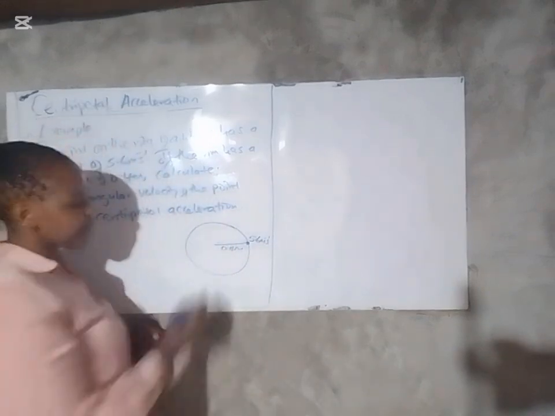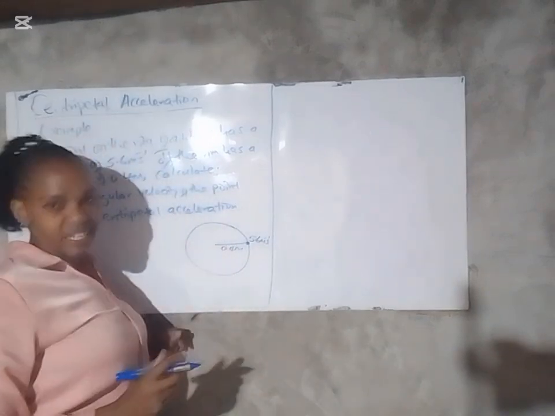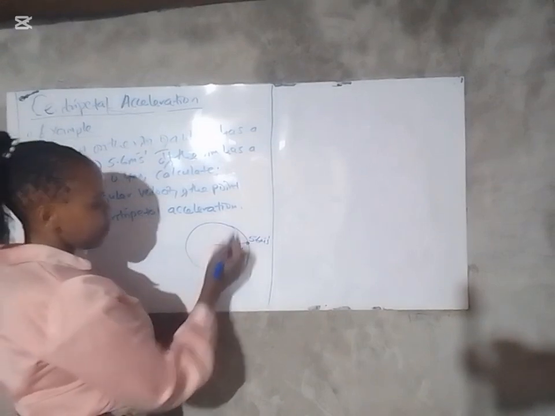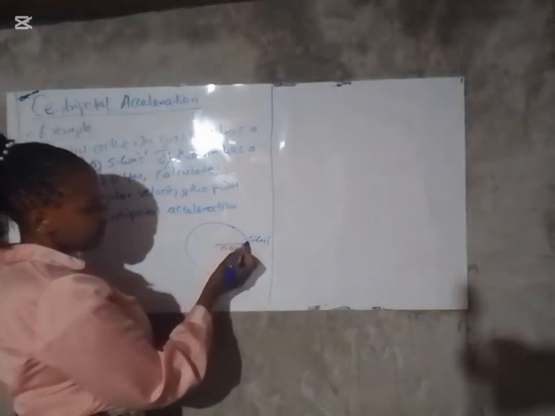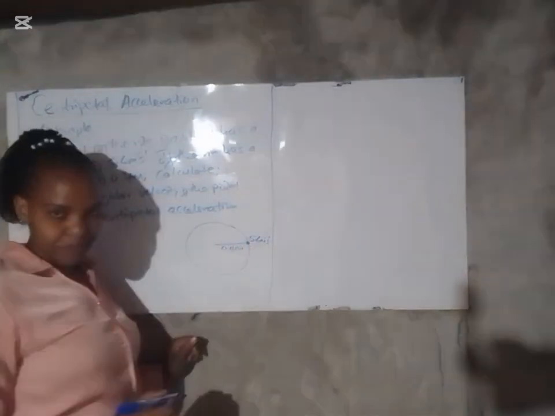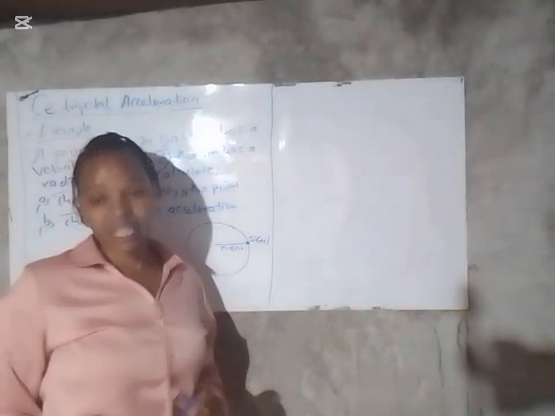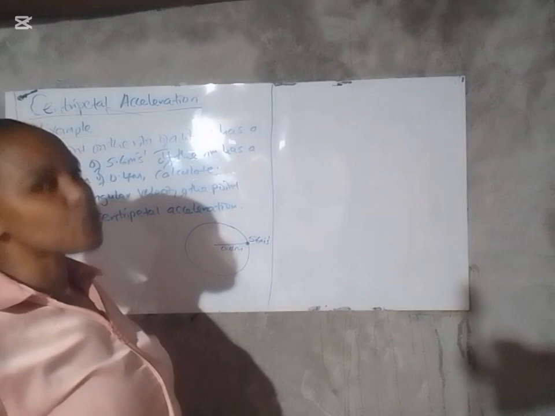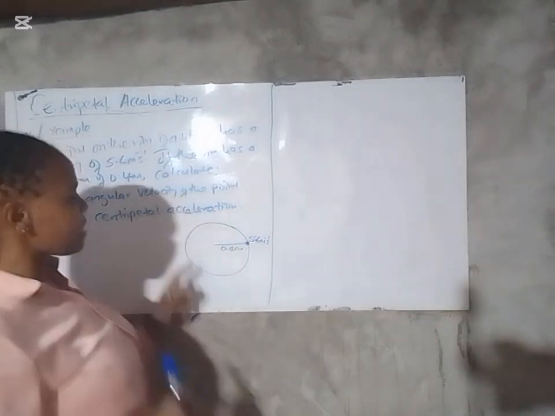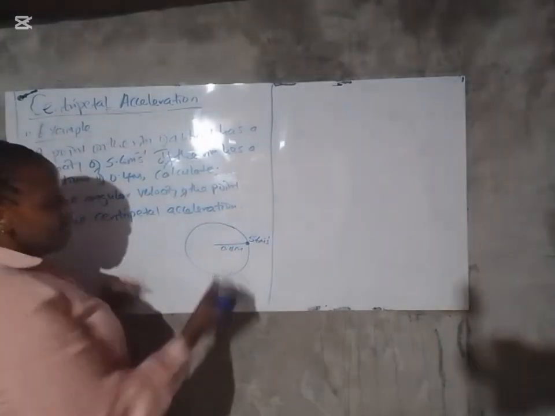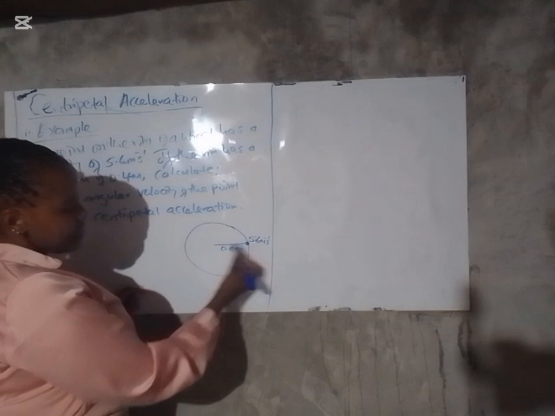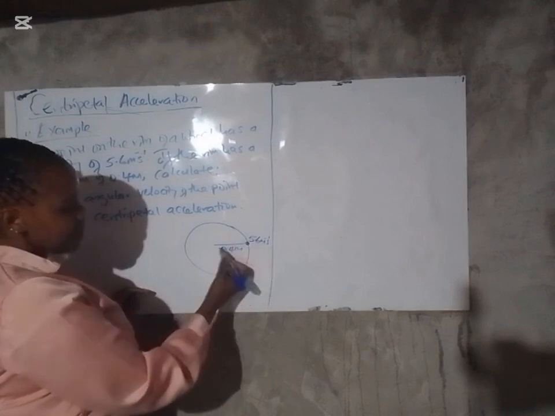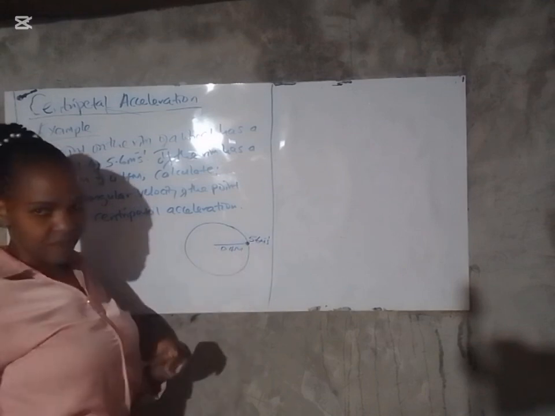What is a radian? A radian is an angle subtended at the center of the circle by an arc length equal to the radius. A radian is an angle subtended at the center of a circular path by an arc length equal to the radius. So we say a length equal to the radius subtends a radian.